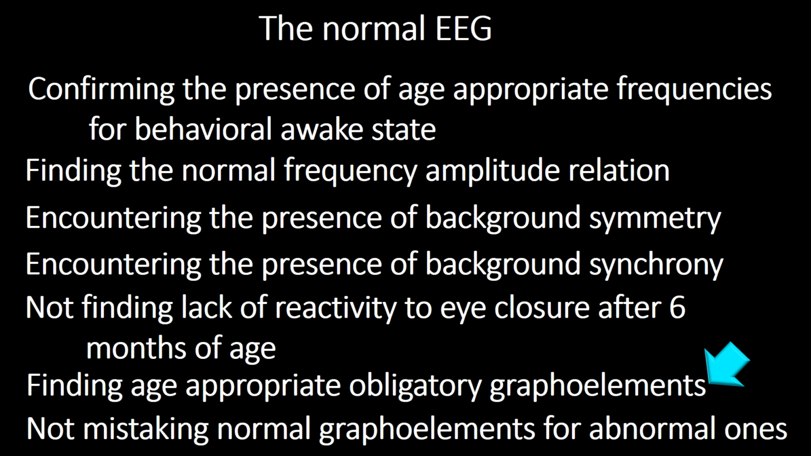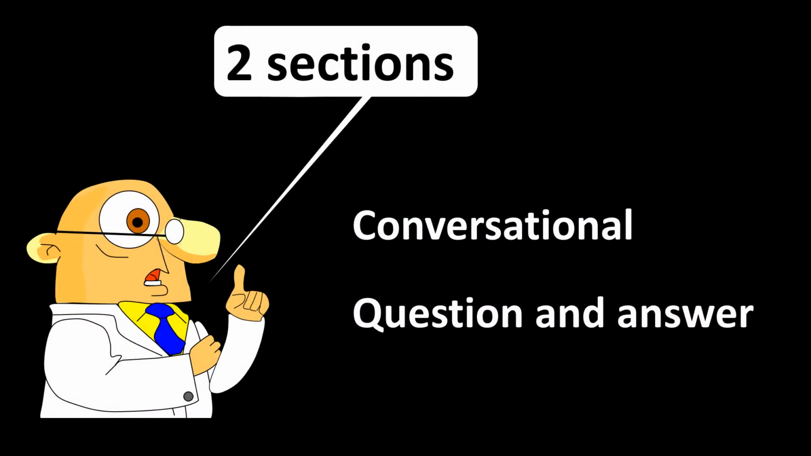Once the presence of obligatory graphoelements in the correct setting is documented, the next step is not to mistake normal graphoelements for abnormal ones, and for the normal graphoelements to have the correct distribution. This will be discussed in the following section. This section will be conducted using a question and answer format.